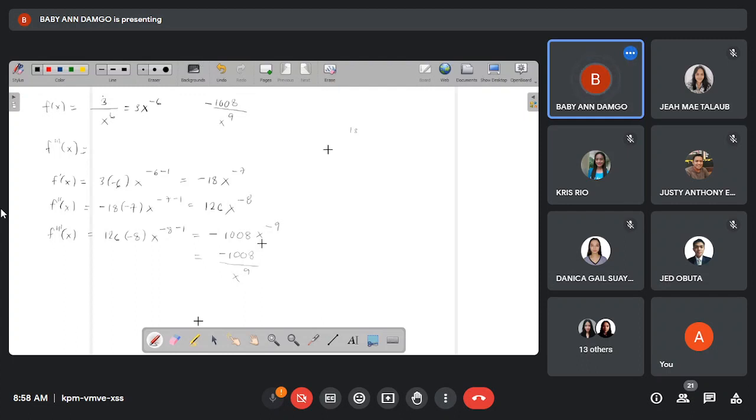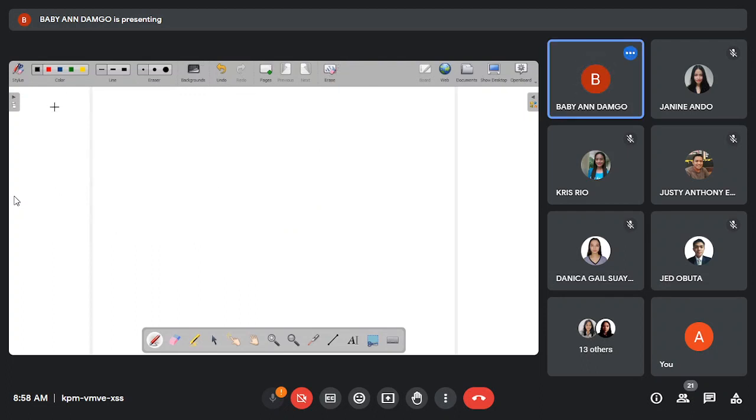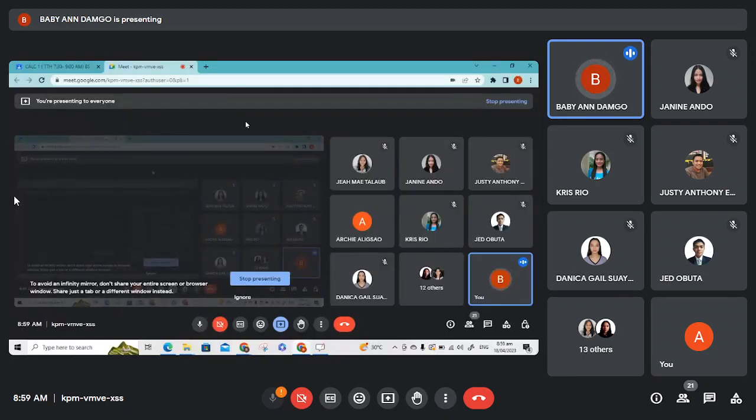Okay, understood? Students? Yes, ma'am. Okay, here's another example. Find the second derivative. I will give you 5 minutes to solve this. Time check is 8:59, so we'll go back at 9:05.